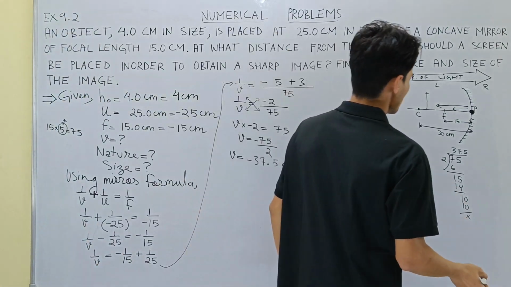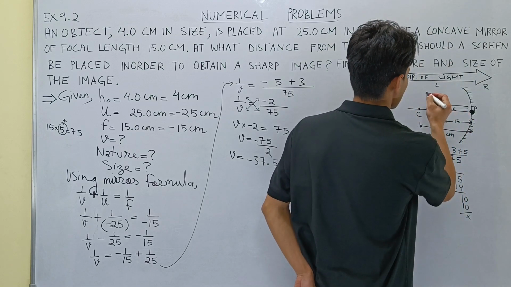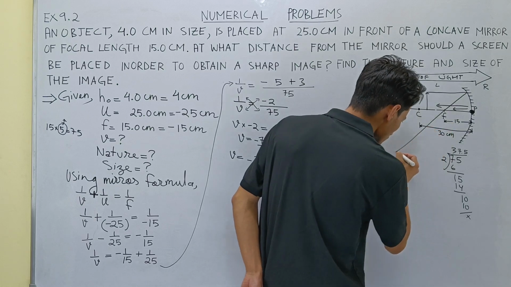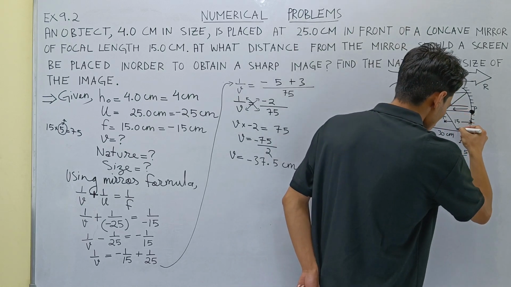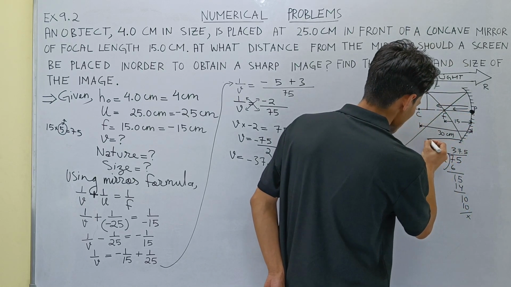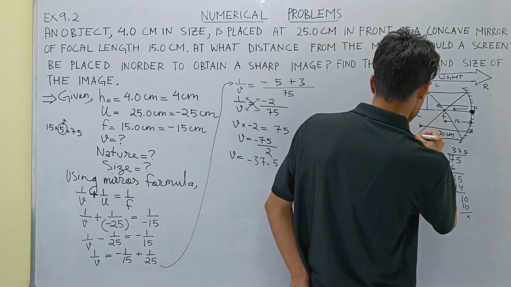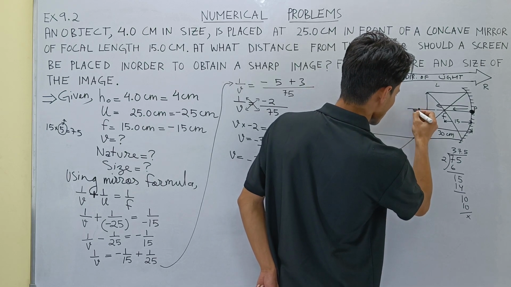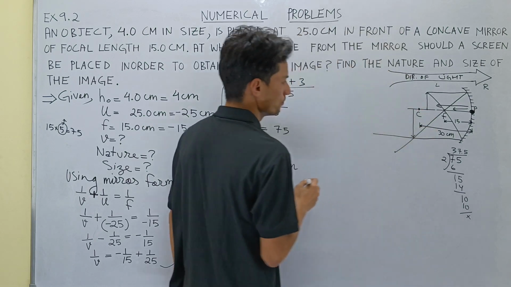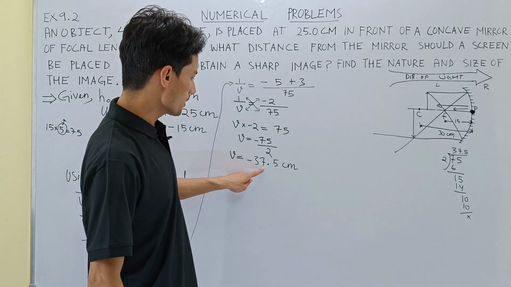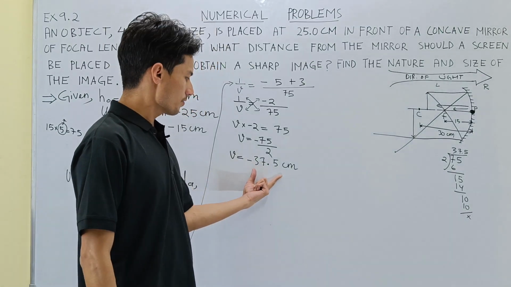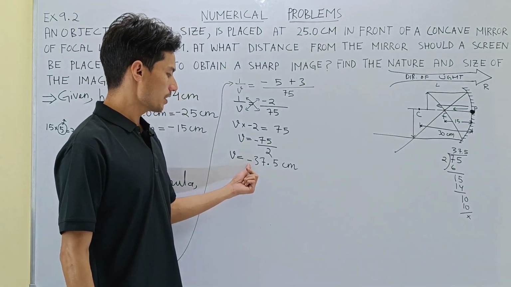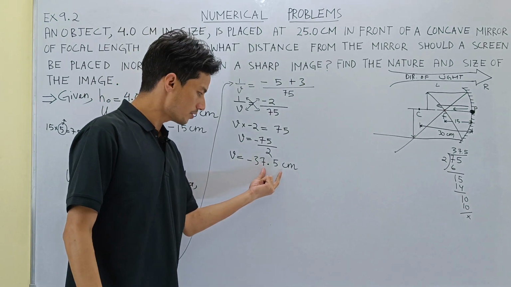Now let me complete the ray diagram. Ray 1 will go like this, passing through focus. Ray 2 will enter through focus and it will go parallel. Since the two rays meet here, the image will form here. So we can draw the image like this. So it's at 37.5. Now let's verify this. Is this correct? We will even verify the negative sign here. Is the negative sign supposed to be here? We'll verify both the value as well as the sign.